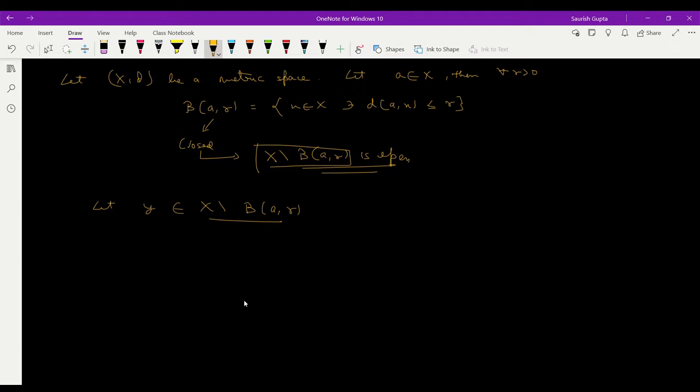Achha. Now if y belongs to this, we can obviously write that the distance between a and y is greater than r, right? So I'm giving you a visual representation of it, considering this to be an R2 plane with the usual metric. Suppose this is B bar, this is the center a, and this is a point y which is outside B bar. So this distance is obviously greater than r, right?